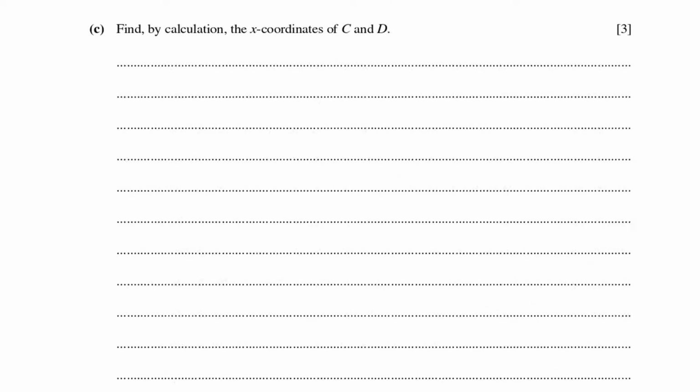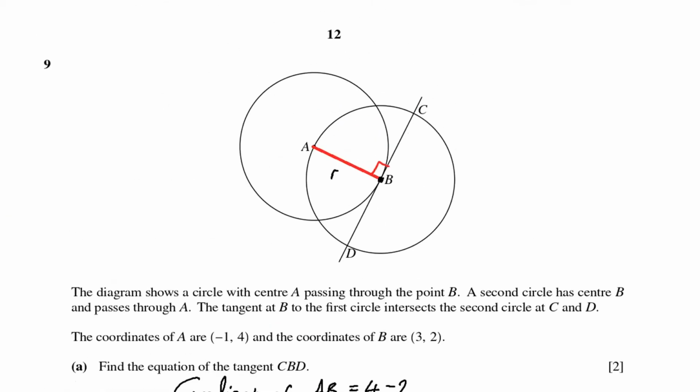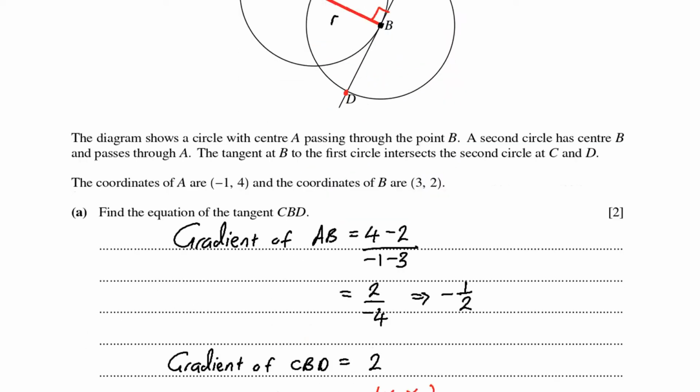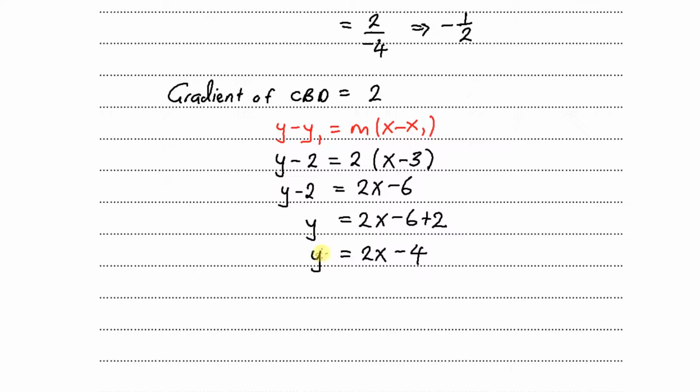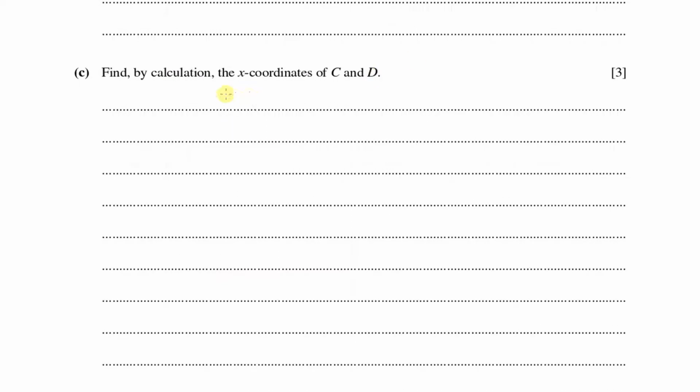Part C, find by calculation the x coordinates of C and D. So let's go back to the diagram. Now you can see that the points C and D intersect the circle here and here, and we'd already obtained the equation of the line CBD. So we will only need to find the points of intersection of the circle and the line CBD. The equation of the line CBD, we got it to be y is equal to 2x minus 4. So here we've got y is equal to 2x minus 4.